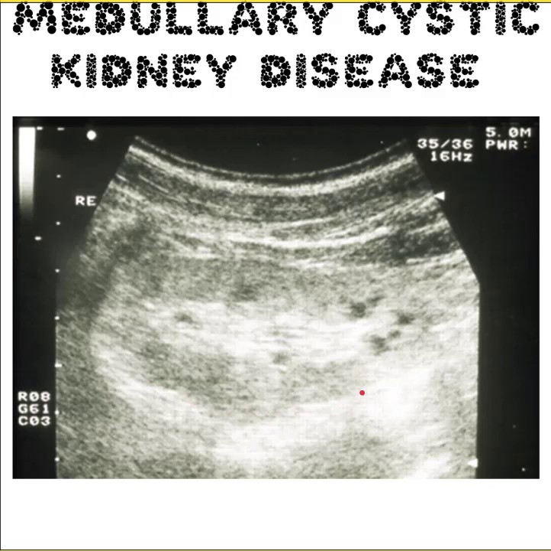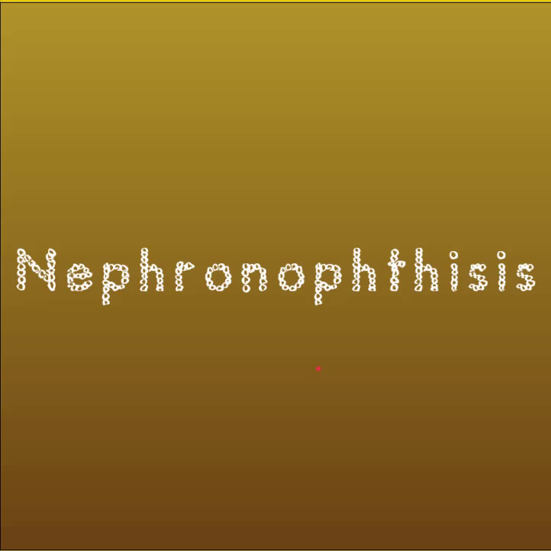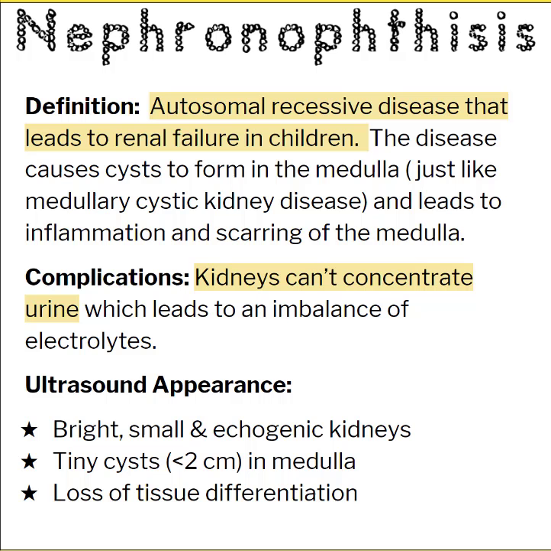Usually when your kidneys are no longer functioning very well, if they're not being used, they're going to shrink down. So that's another way to remember. Medullary cystic disease results in renal failure. That means we're going to have small, bright, echogenic kidneys. Now, a very similar disease to medullary cystic kidney disease is nephronophthisis.